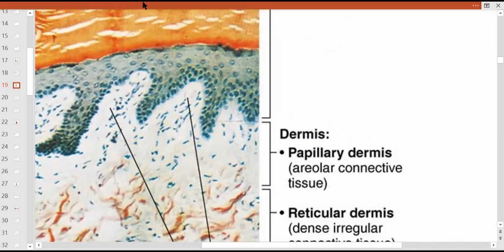You see that translucent line right here? It could be that. And then here would be your granulosum. All this would be spinosum, and stratum basale on the bottom. And this is dull dermis in between. So maybe you should do this.